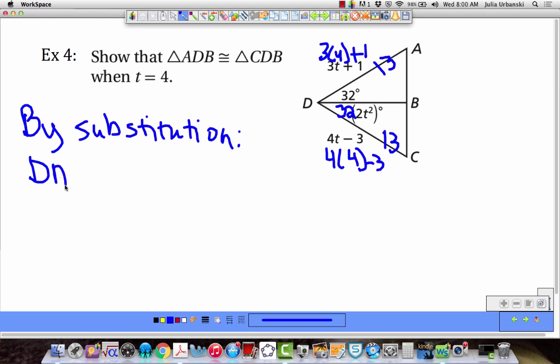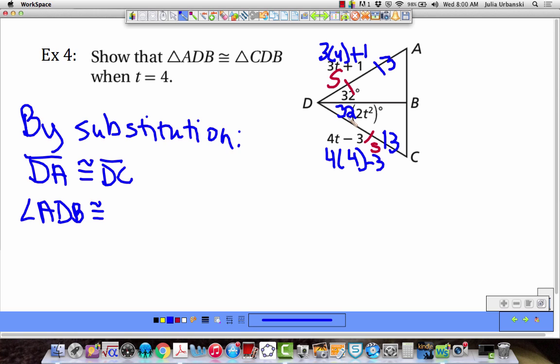DA. Good. DA is congruent to DC. By plugging it in, we got 13 and 13. I'm going to throw that in red here, that this represents a side, and this represents a side. We've got S's there. What else do you have that's congruent? The 32 and the 32, right? So label this angle. How do you label it? ADB. Good. Angle ADB is congruent to, help me out with the other angle that's 32.